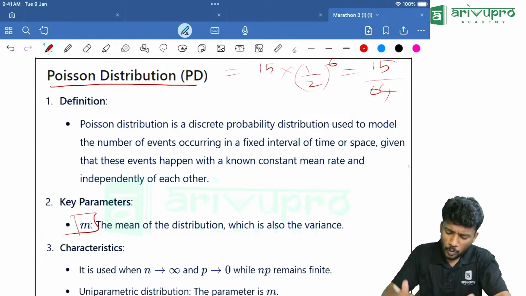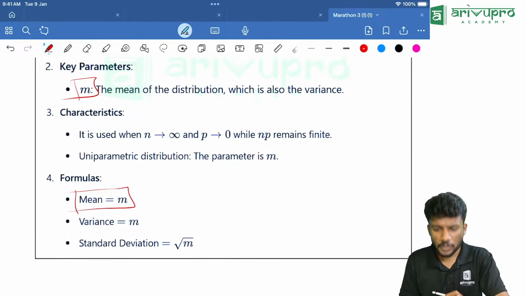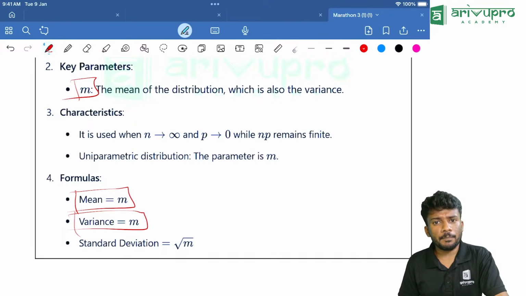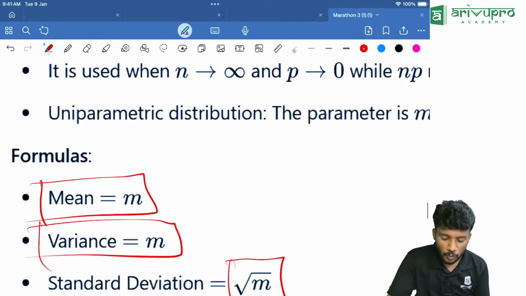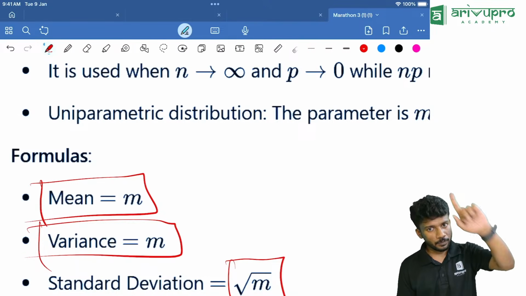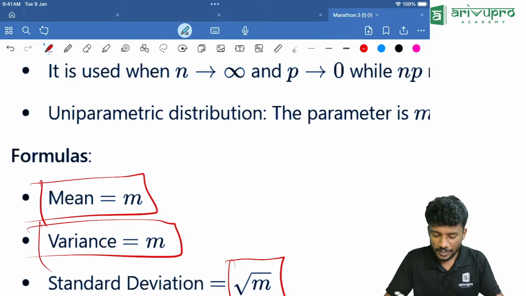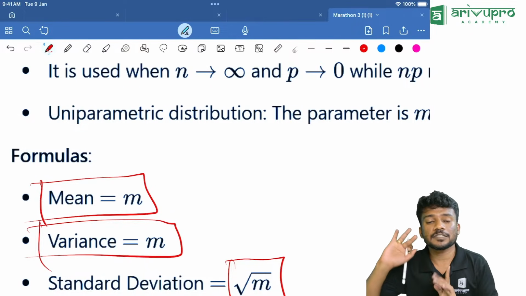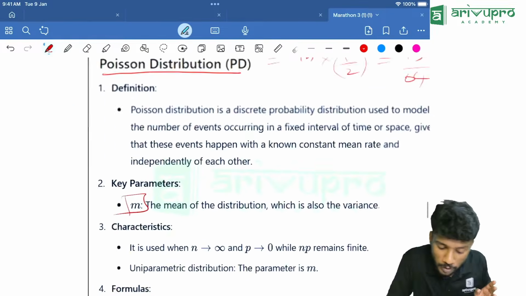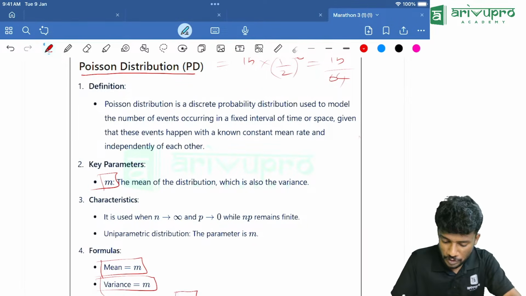Now here M is the mean. Yes, variance is also M. Then the standard deviation is the root of M. So what is happening here? M is the mean as well as the variance. Keep a note, very important: only a single parameter, and M is the mean as well as the variance in the Poisson distribution.